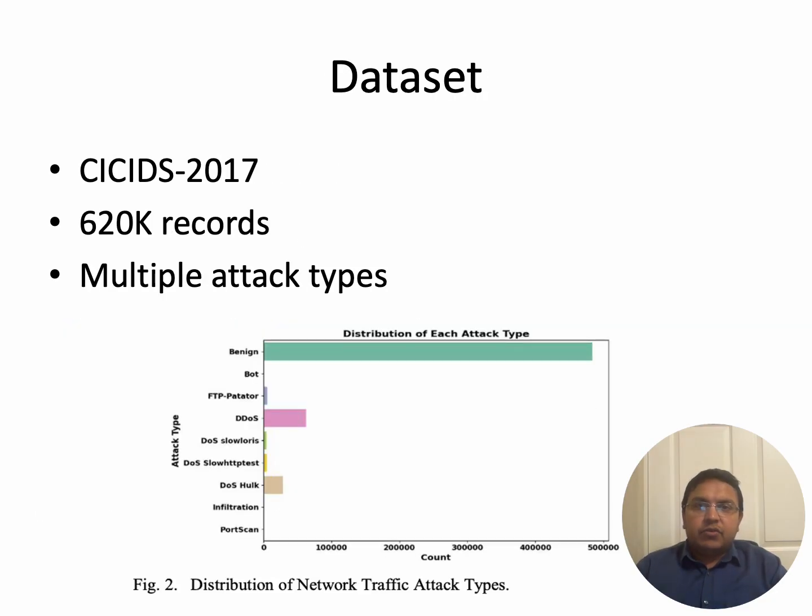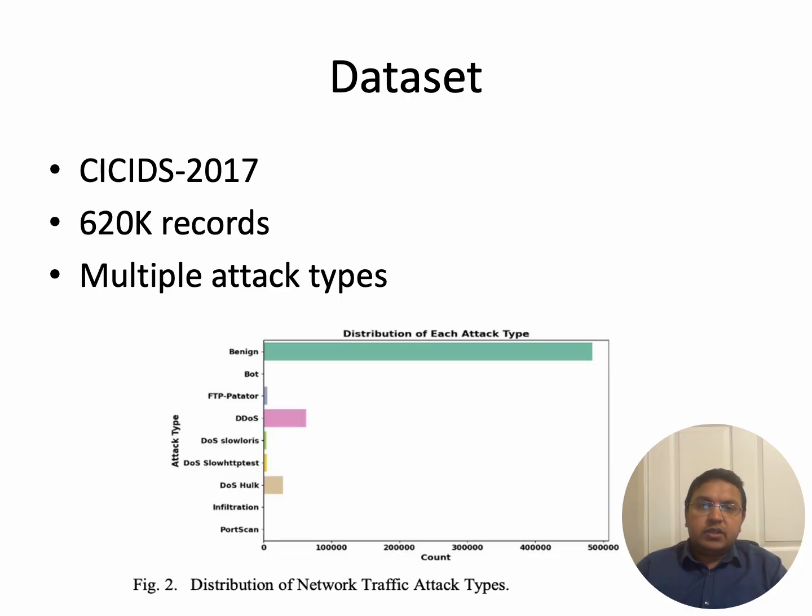So the framework is evaluated on the CICIDS 2017 dataset. Many of you might have already used that dataset. It stands for the Canadian Institute for Cybersecurity Intrusion Detection dataset from 2017. This is one of the most widely cited benchmark datasets in intrusion detection research. It contains approximately 620K network flow records with 78 features per record.